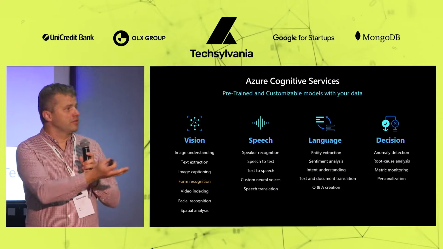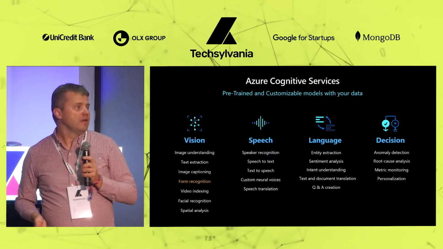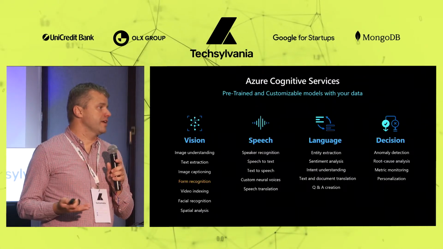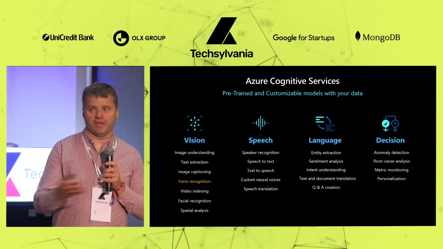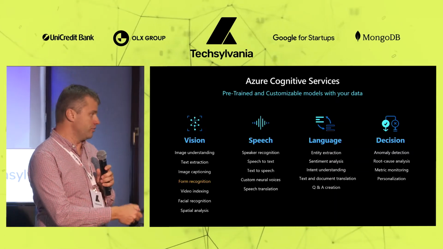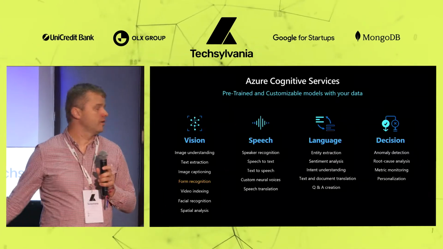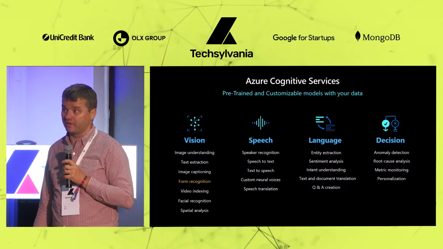And then we have what we call decision type services, which are more like anomaly detection, root cause analysis, personalization, those kinds of services. Obviously, we don't have time to cover all of them. We're going to be focusing on the vision spectrum, on Form Recognizer.